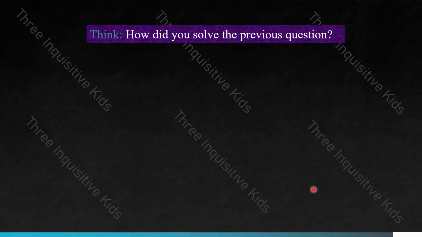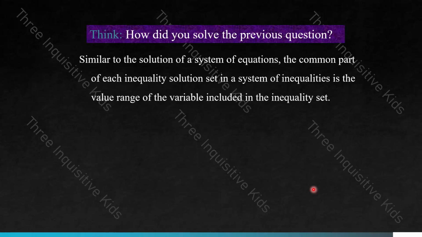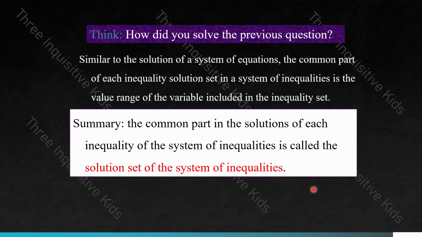So how did you solve the previous question? Similar to the solution of a system of equations, the common part of each inequality solution set in a system of inequalities is the value range of the variable included in the inequality set. So here's our summary. The common part of the solutions of each inequality of the system of inequalities is called the solution set of the system of inequalities.